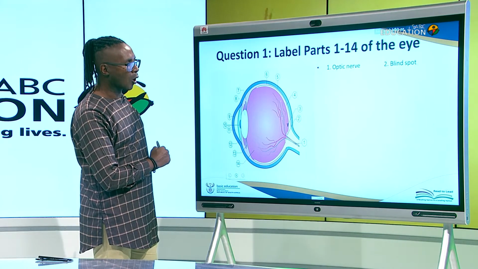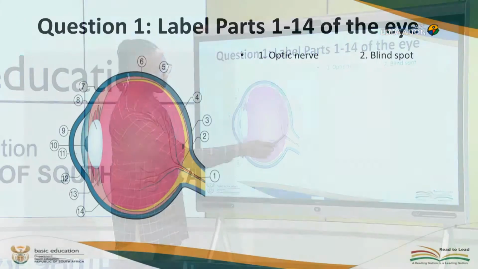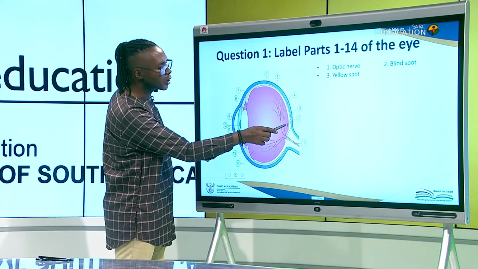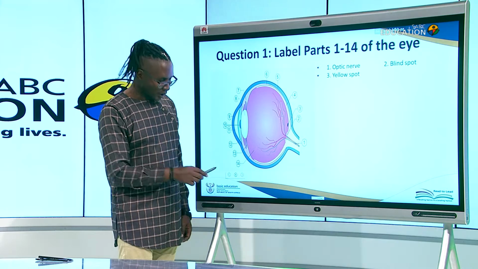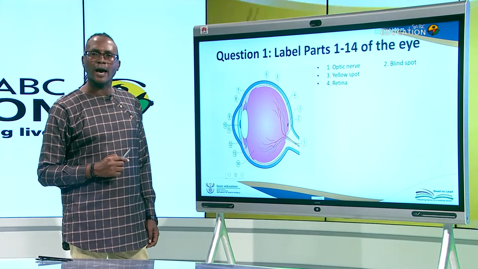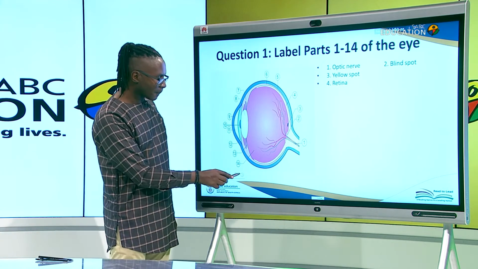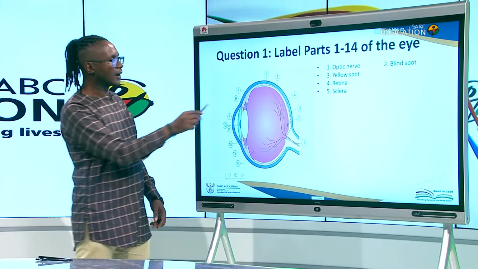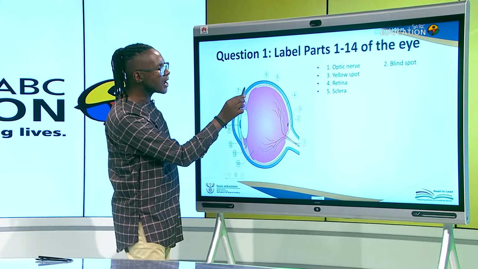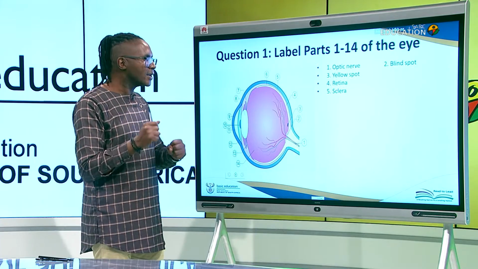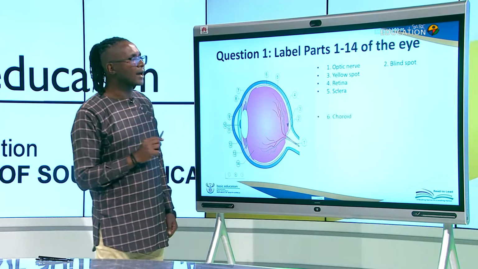Number 1, optic nerve. Number 2 is your blind spot. Number 3, we have our yellow spot because it's found in the retina. So if this is a yellow spot, what will be number 4? Number 4, it will be the retina because it is from the retina where we get the yellow spot. Then number 5 is our outer membrane. And I say to you, the outer membrane is a tough, white, inelastic layer. And we call that one choroid.